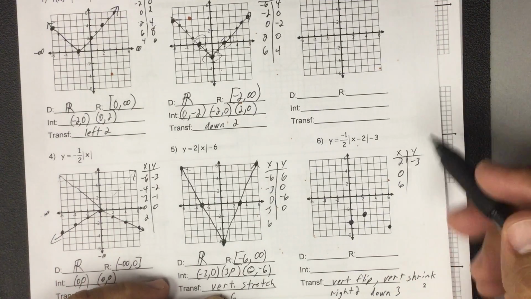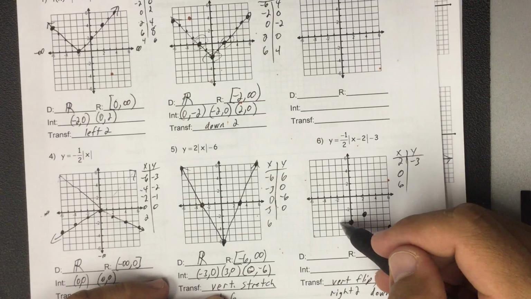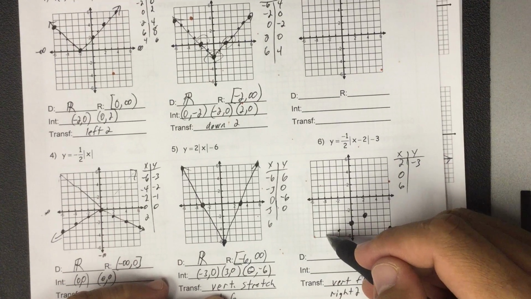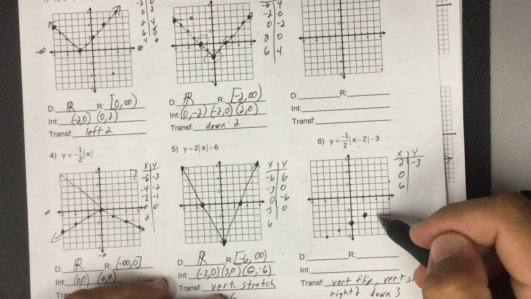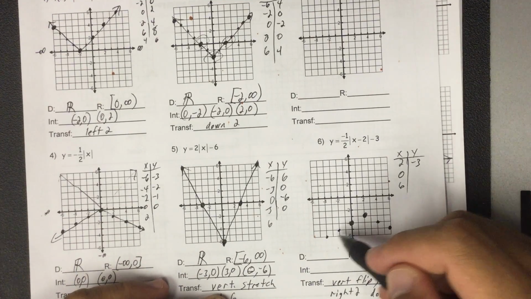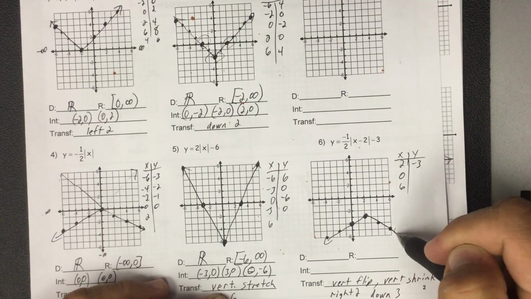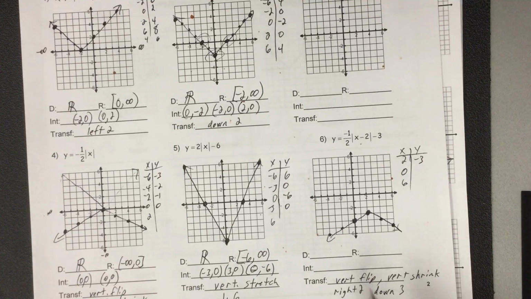So notice the slope is still the same. It's over 2 down 1, over 2 down 1, over 2 down 1. So I saw that that pattern was the same. I can check all the points if I want, but I already saw what the pattern was, and I put the points.